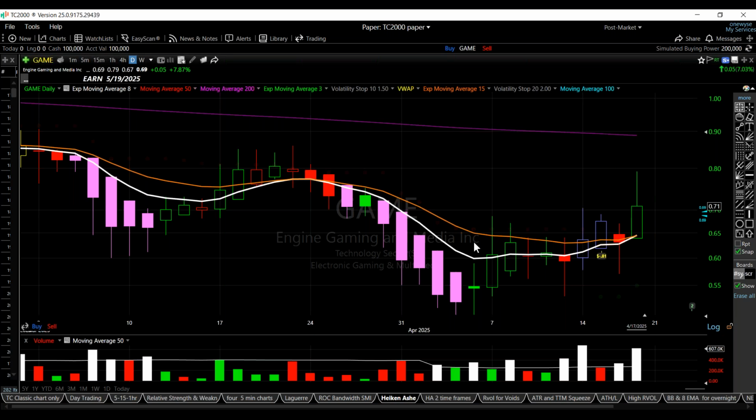Ian asks, can you use this for scalping NQ on the 5-minute chart? Absolutely. Most of the day trades I take are off the 5-minute chart, and I'm looking for Heiken Ashi reversal candles going through support or resistance levels.